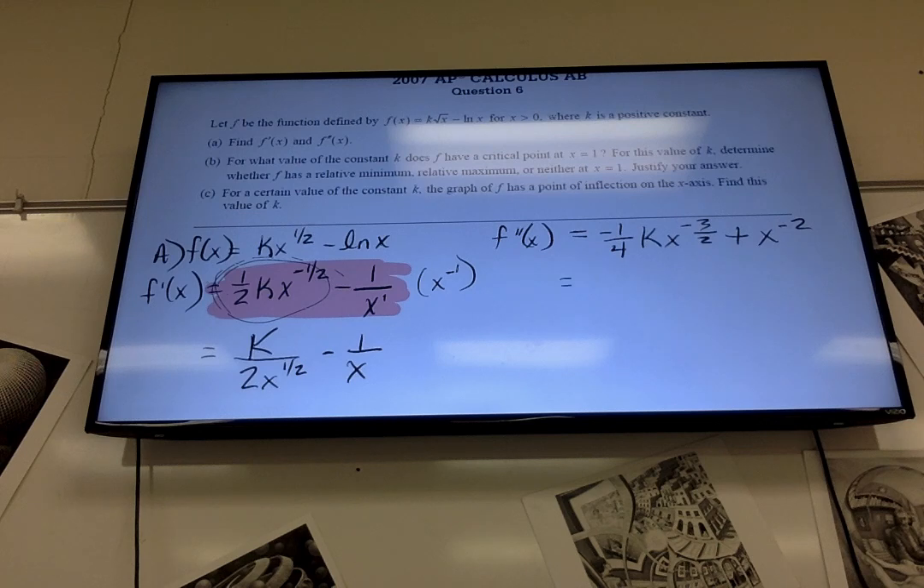Now, I can't have a negative exponent. We have 2 of them. So I got to get rid of those. There we go. You forgot k in the fraction. Yeah, k's not there. It's there in spirit.